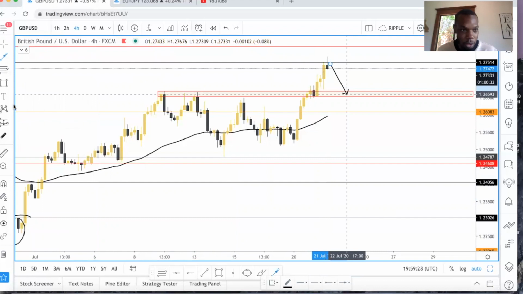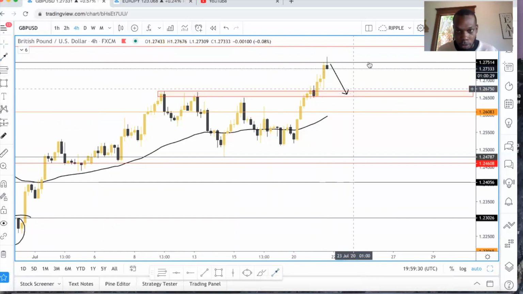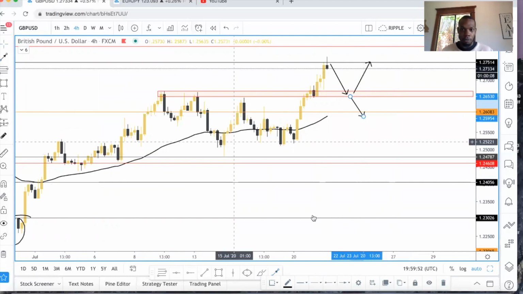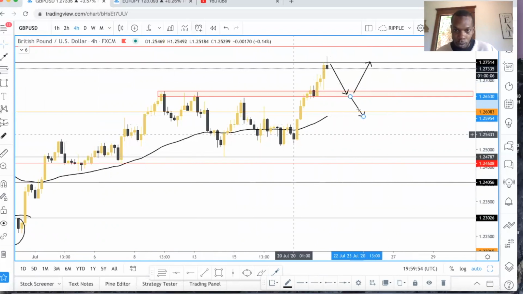If we could get a retest there, I would like to see either a bounce. We're either going to get a bounce or we're going to get a break. And if we break below 1.265, then of course price will be coming towards the 50 EMA around the 1.26 support level. Yep, like that. So that's what I would like to see for this type of pair.